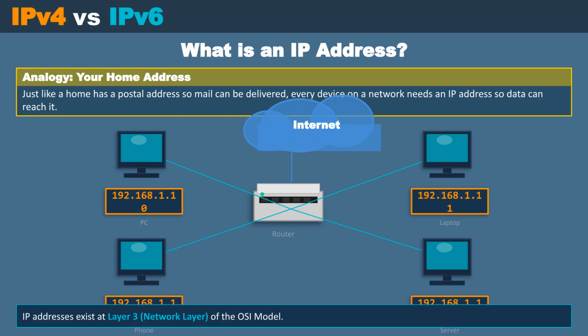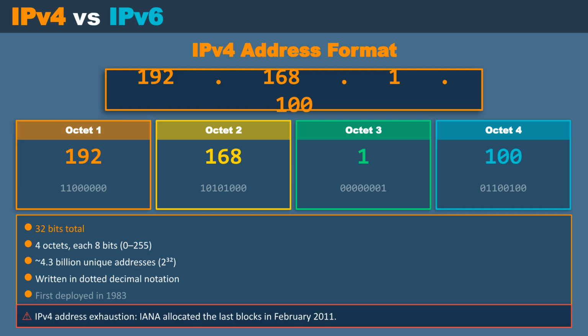An IP address is similar to a home's postal address. Just as mail needs a unique postal address for delivery, every device on a network needs an IP address so data can reach it. IP addresses function at layer 3, the network layer, of the OSI model.